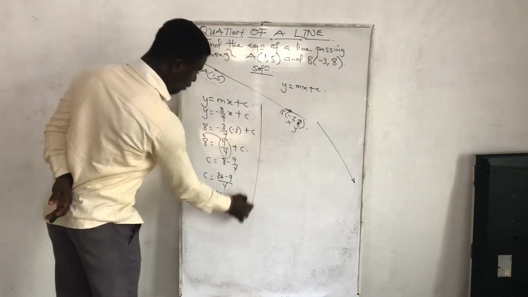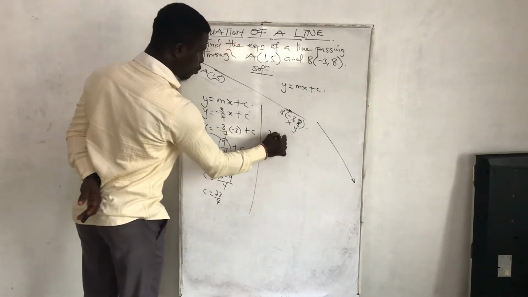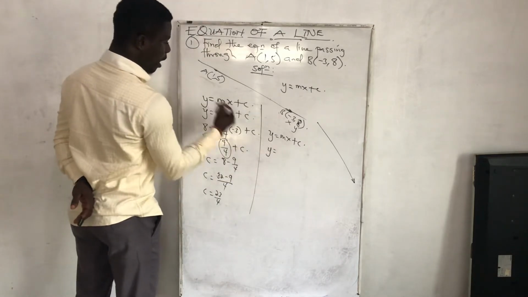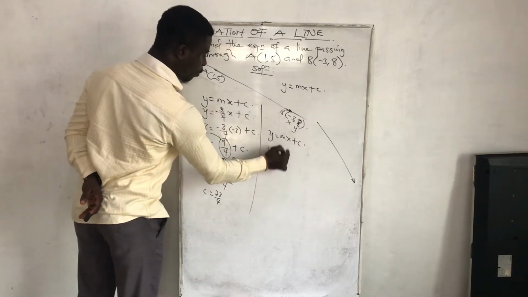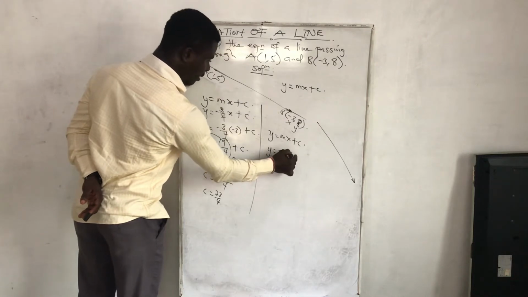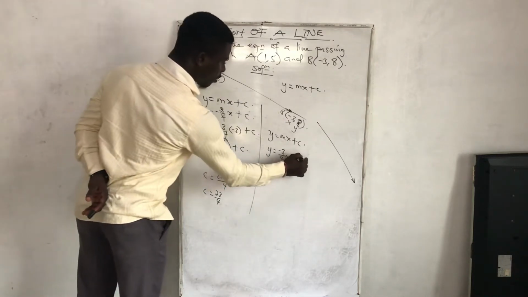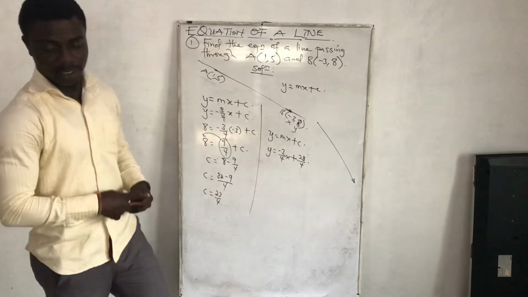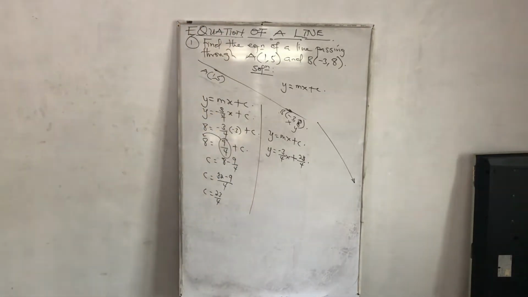So we can say that I have y equals mx plus c. Still our y is there. Then I know my gradient, which is -3 on 4 x, then plus the addition, which is 23 on 4. So this one is very, very simple. You can also use that. So you can watch it very carefully.